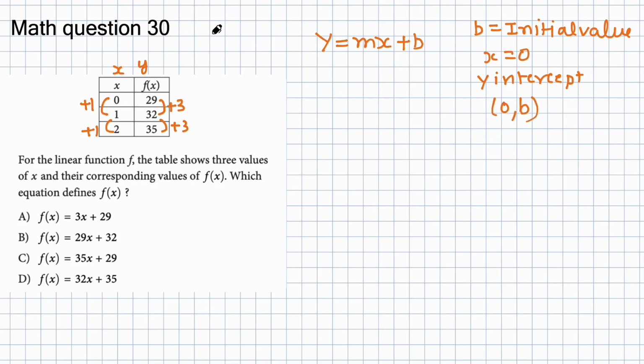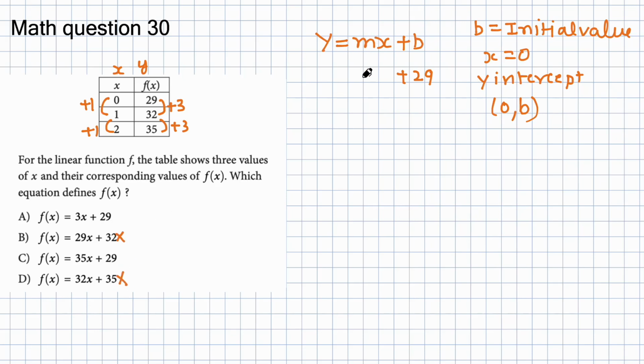So if you see this table, when x is 0, what is the value of y? When x is 0, the value of y is 29. That is the initial value, right? That means we can replace b with 29. So A has 29 and C has 29. So these two options are deleted.